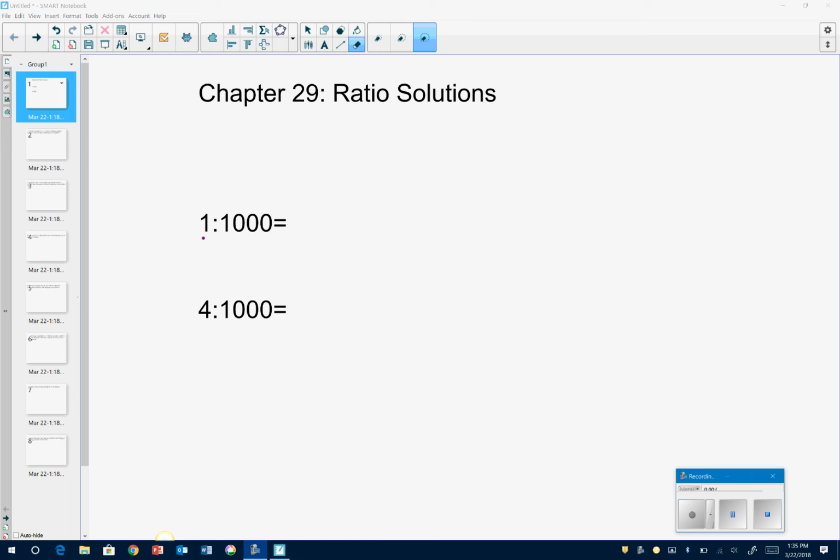Okay, chapter 29 is ratio solutions. So we're doing ratio and proportions again, so this chapter should be fairly easy for you. They're just setting it up a little bit differently.